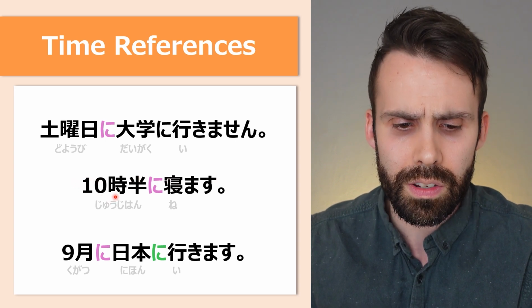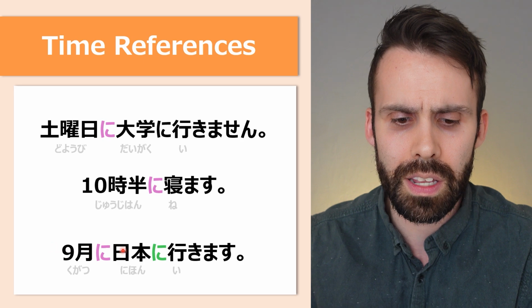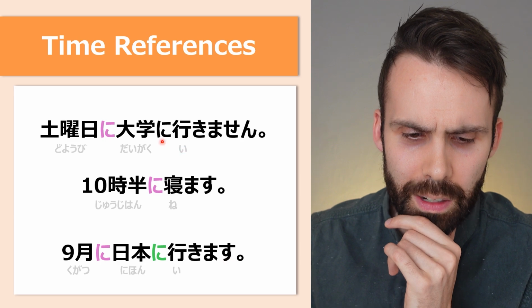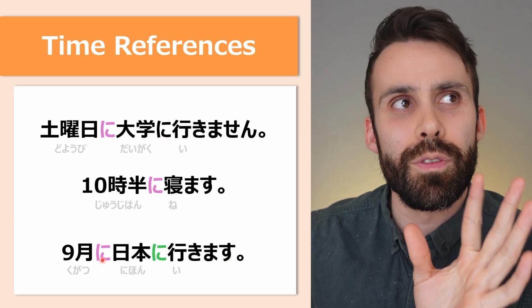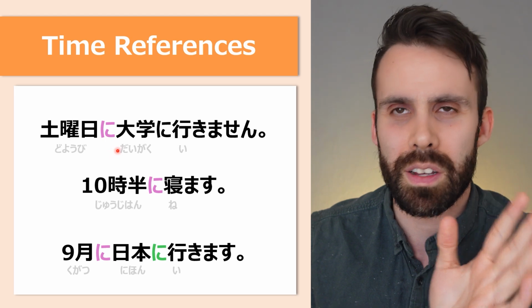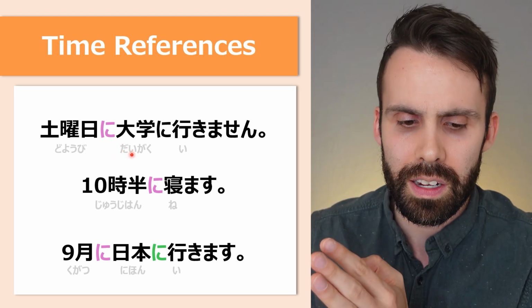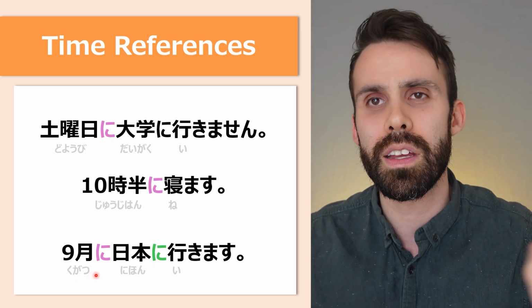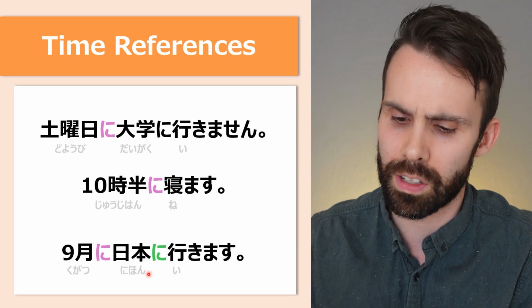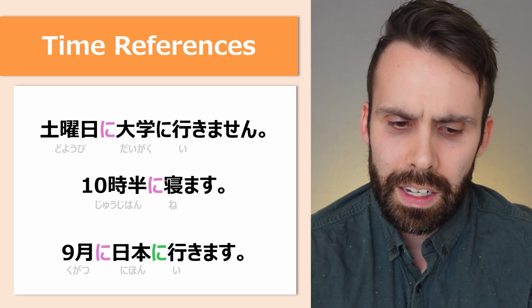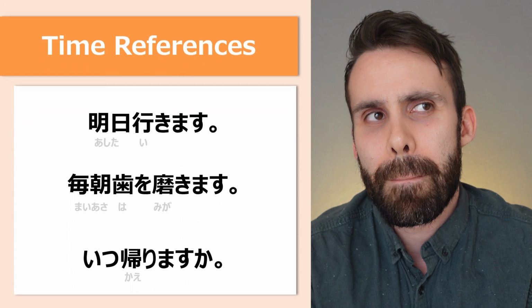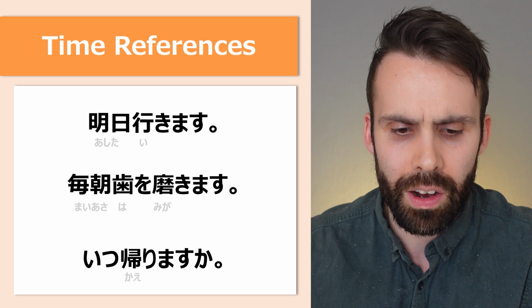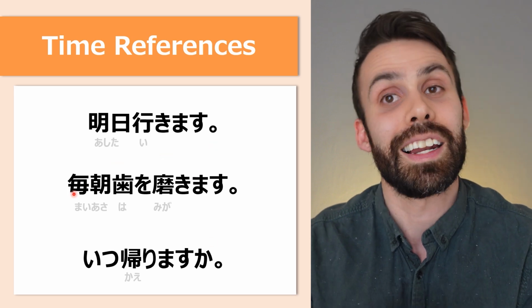Or 9月に, so in September, 9月に日本に行きます. And here you'll notice, just like in the first sentence, I just forgot to color it, that we have two ni, and they are performing different roles. So one of them is marking time, and the other one is marking direction of movement. So 9月 ni, the time, in September, Nihon ni, to Japan, go, but not in a naughty way. But there are also some time references that don't use ni. So for example, 明日行きます。毎朝歯を磨きます。いつ帰りますか? And I'll explain these.